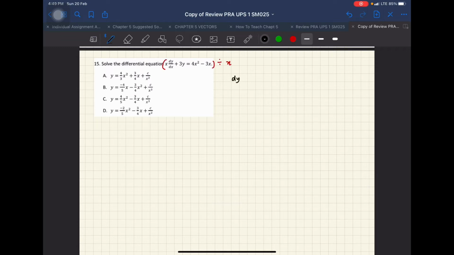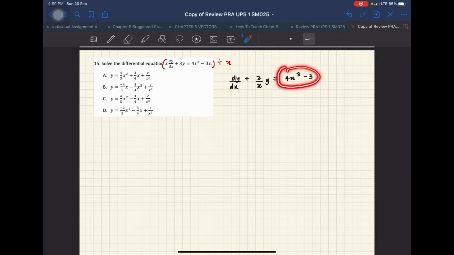So you get dy dx plus 3 over xy is equal to, let's simplify your right hand side, you will get 4x cubed minus 3. Kalau tengok dekat sini, this one ada variable x, tapi kat sini dia combine pula dengan y, and you cannot separate them any longer. So this is going to need you to use, apa tu nama dia tu? Simpi. Simpi.